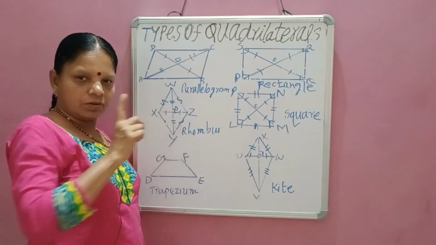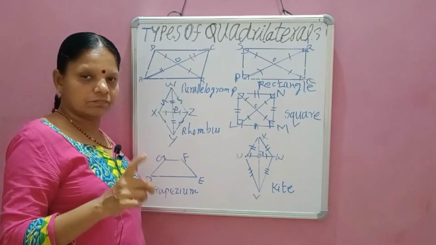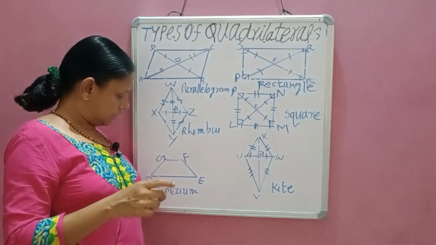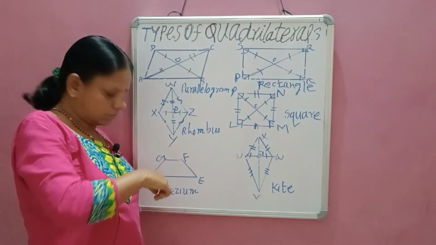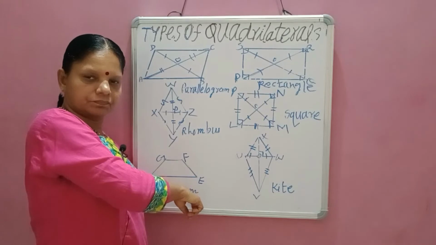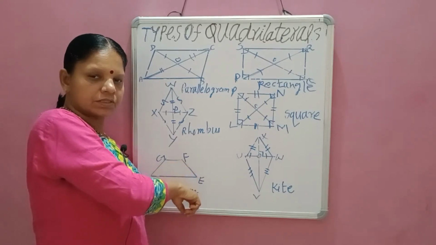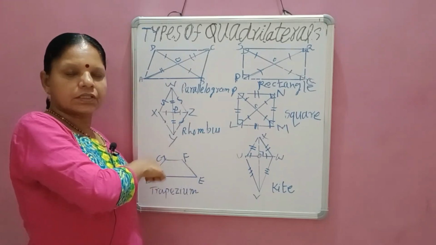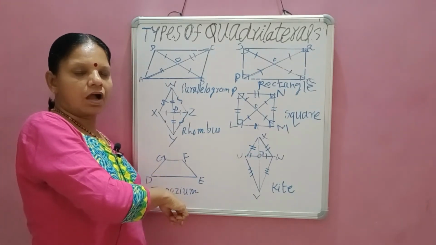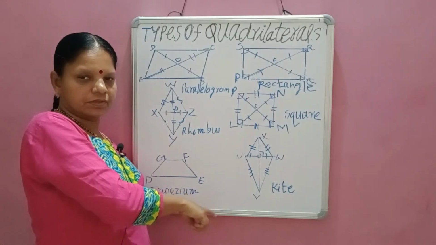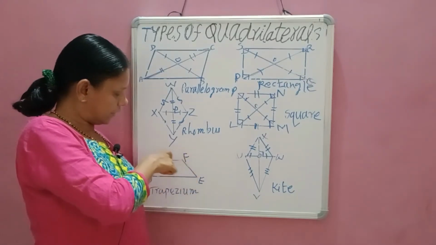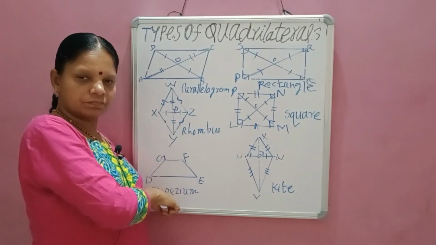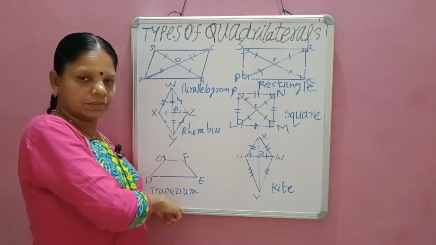Here, when only one pair of opposite sides are parallel, then the quadrilateral is called trapezium. Here there is a special case. When the non-parallel sides are equal, then it is called isosceles trapezium. Clear? So understood what is trapezium? Here no other property.